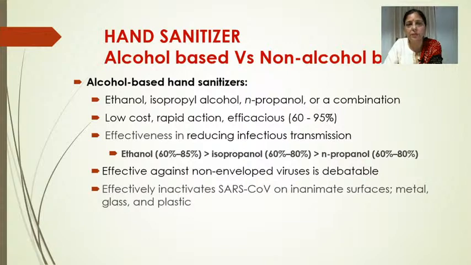So ethanol is the best alcohol-based hand sanitizer. It is effective against enveloped viruses. Its effect against the non-enveloped viruses is debatable. Coronavirus is a lipid virus, which we have talked about before. So it is effective against coronaviruses, and it effectively inactivates COVID-19 on inanimate surfaces, that is metal, glass, and plastic.